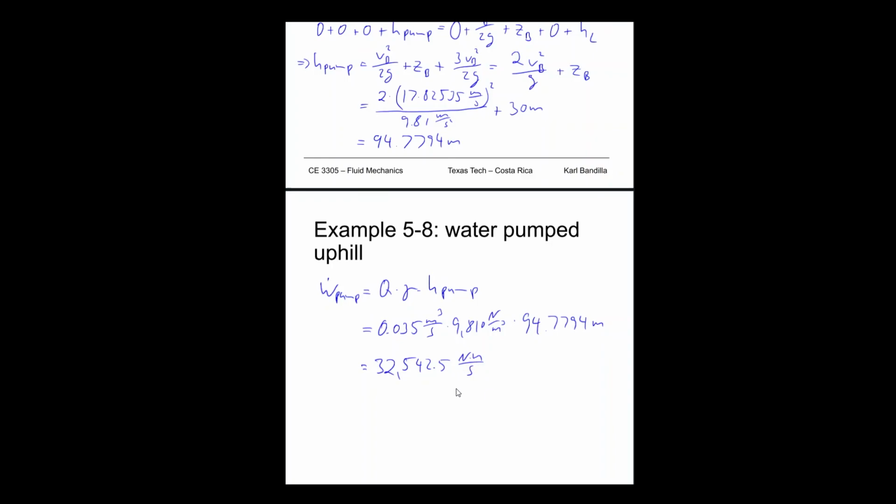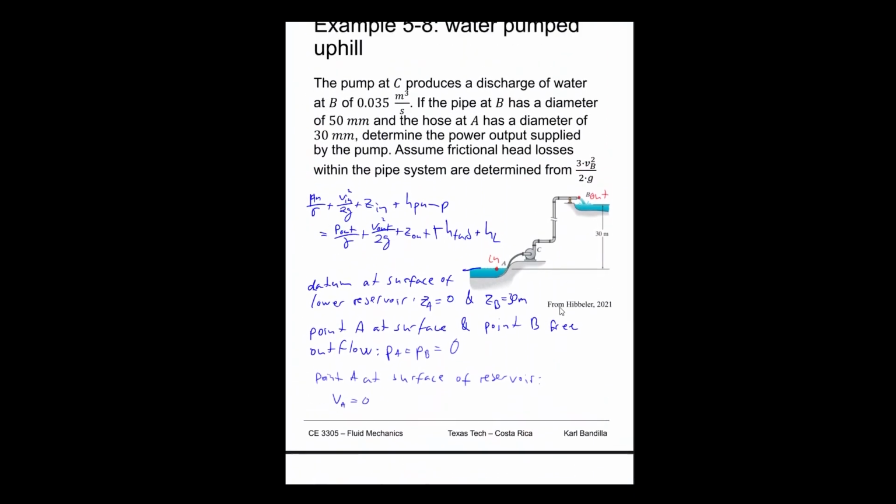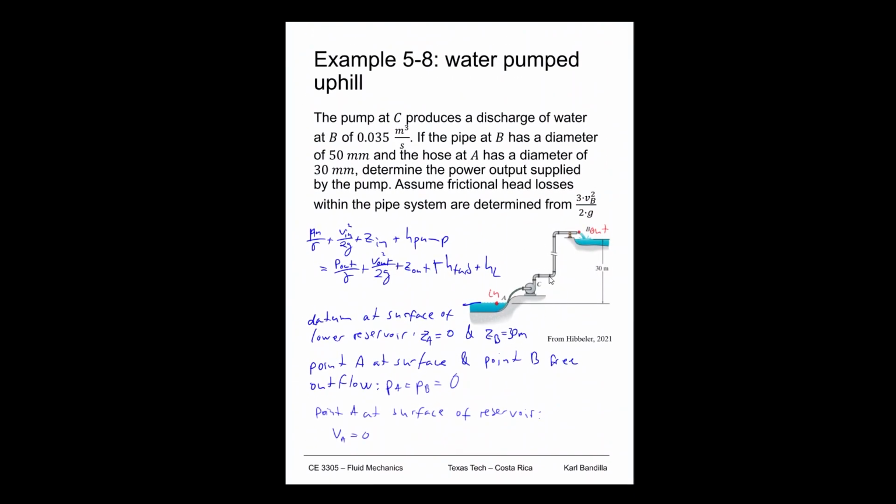That'll be watts. Since we end at 10,000, we can say this will be 32.5 kilowatts. That would be our result. So in other words, if we had the following setup here, then the pump would have to deliver 32.5 kilowatts and be able to lift the water from the one reservoir to the other, and to have it flow out with that specific volumetric rate.